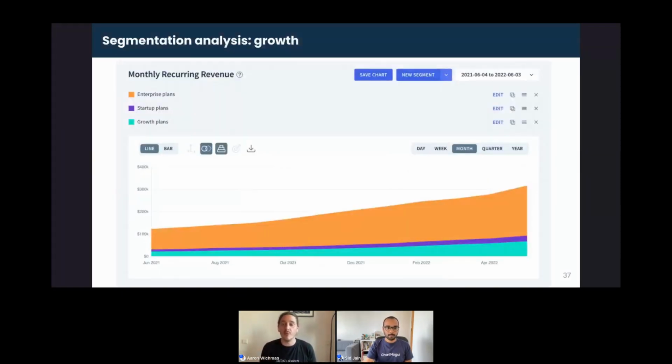ChartMogul comes preloaded with dozens of filters, like plan, region, currency, and like I said, you can also add additional data. But I'm really curious to see, this is my fictional company, my fictional SaaS business, and I'm really curious to see how my different plans are performing against each other. So this is our MRR over the last year, but then broken down by plan. So you can see that enterprise plans are really doing well. It's pretty clear that we have product market fit for these large companies.